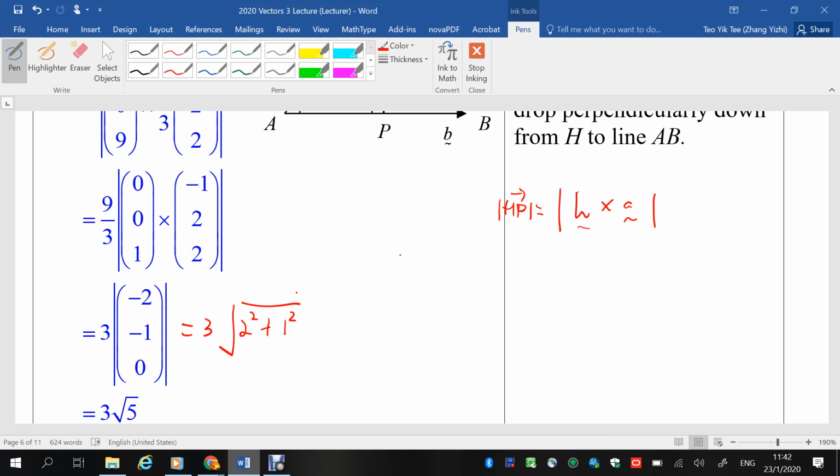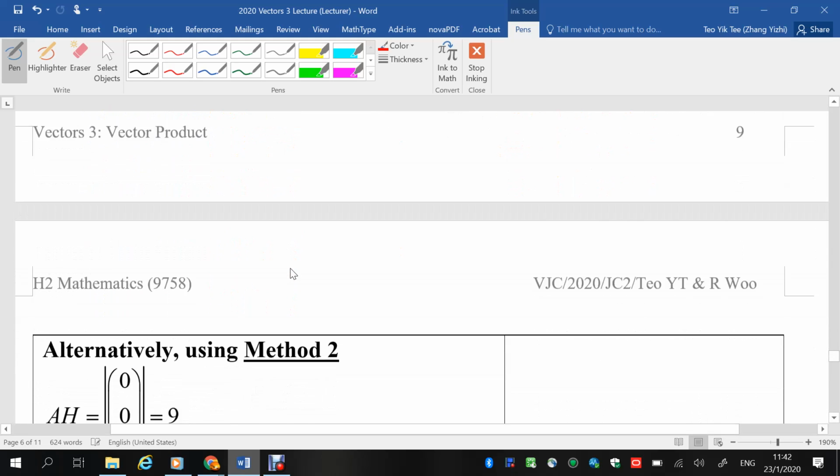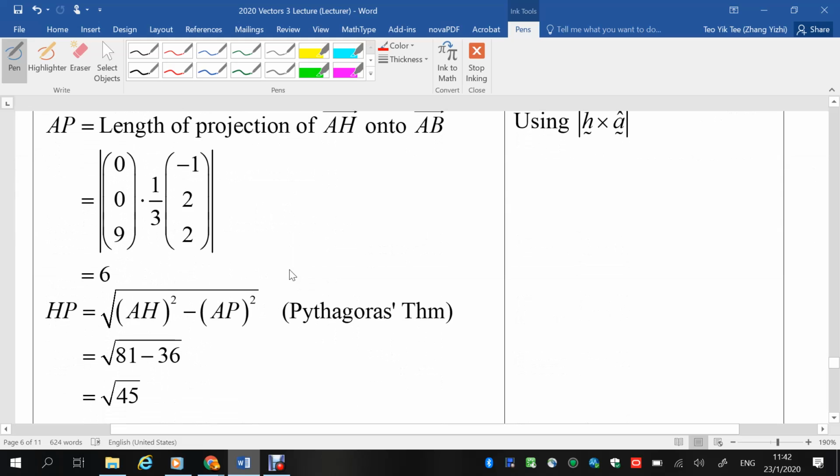Questions so far? Okay, if you have no questions, can you please read on to the alternative method? The alternative method is exactly what I have gone through just now. Instead of using cross product, I use dot product. Dot product to find the length of AP instead. I use dot product to find the projection, which is AP. And thereafter I activate my Pythagoras theorem. So far so good.